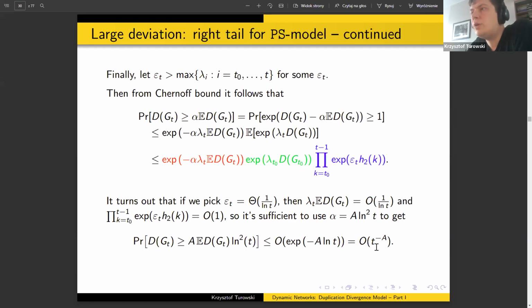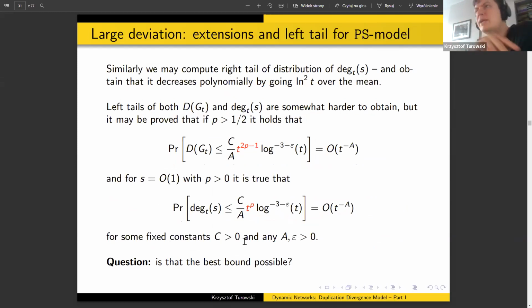So formally the converse event holds with high probability. So we know that the average value times logarithm squared serves as an upper bound with high probability. Okay, and we can do similar reasoning for the lower bound, which turns out to be in this case minus some logarithm. So this is a slightly worse bound.